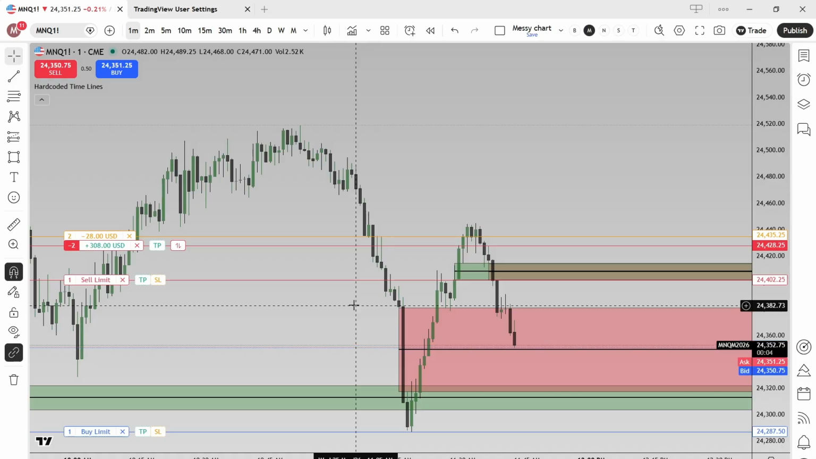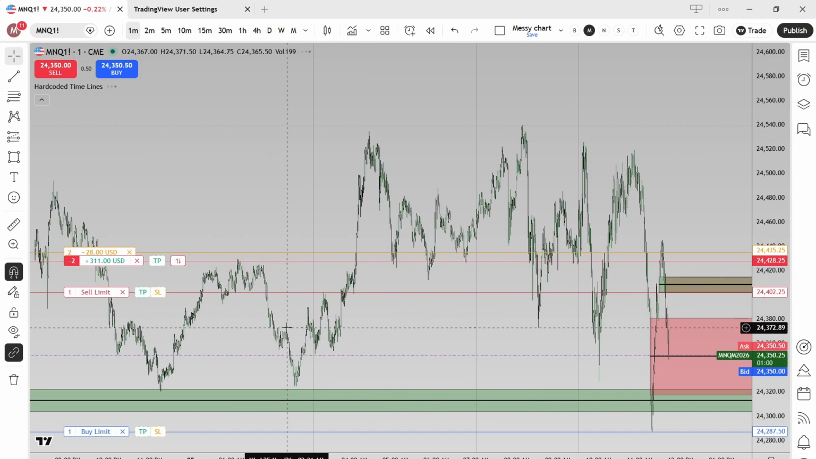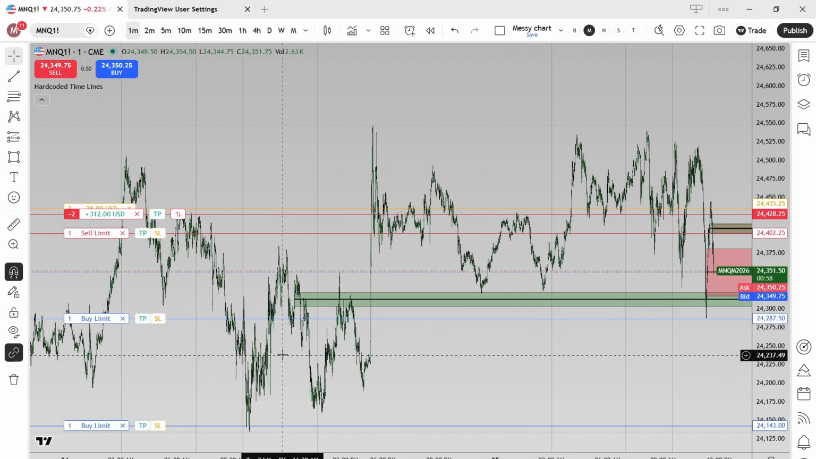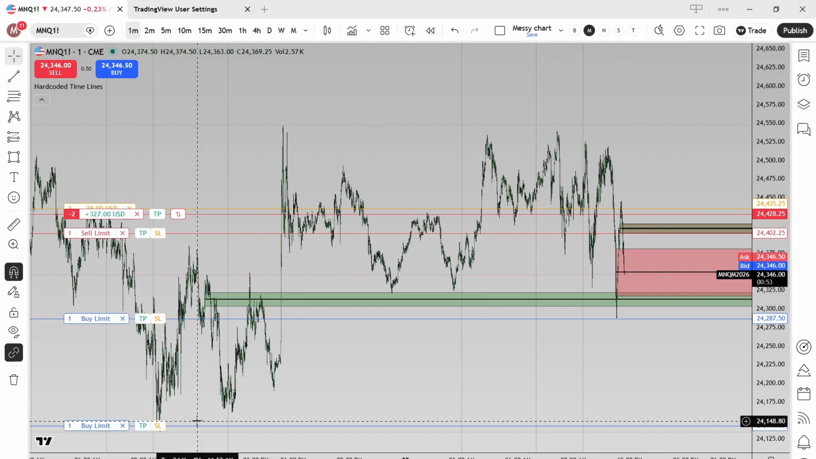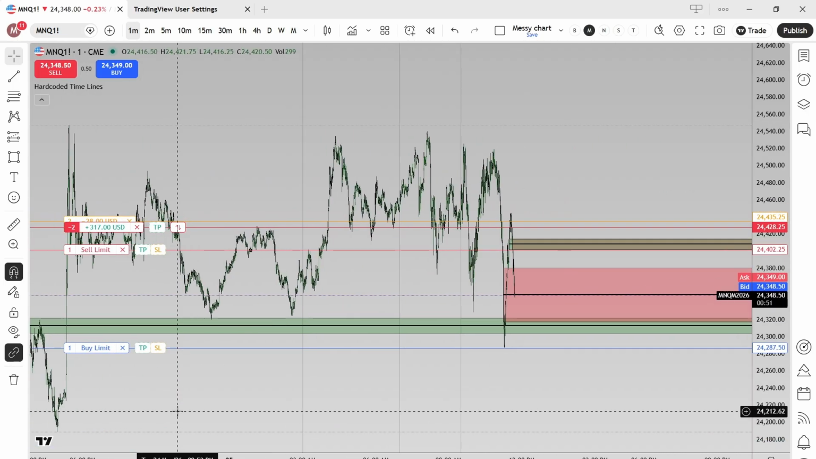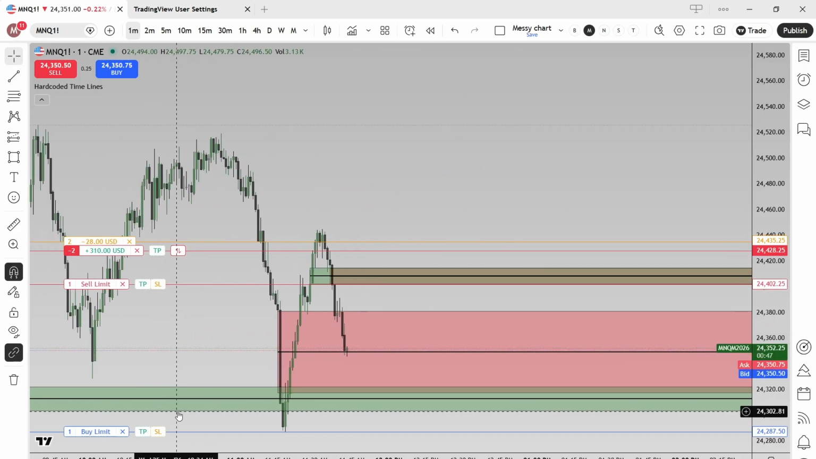So that target's kind of reaching, in my opinion. Like, there's no way that gets hit. Let's see what we do off the midpoint of this.